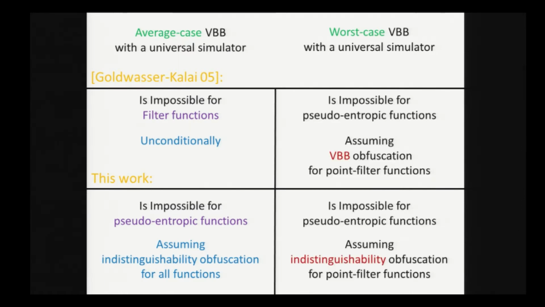For worst-case VBB, both results are for pseudo-entropic functions, but the work of Goldwasser and Kalai is relying on stronger assumptions. Specifically, they use VBB obfuscation for point filter functions, where we only need indistinguishability obfuscation. So again, using the terminology of witness encryption, this is like the difference between extractable witness encryption and plain witness encryption.